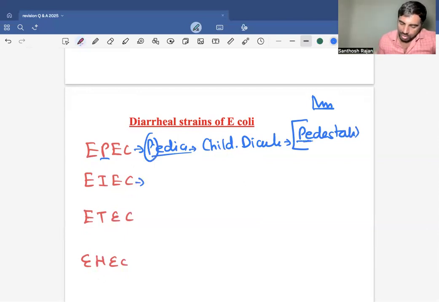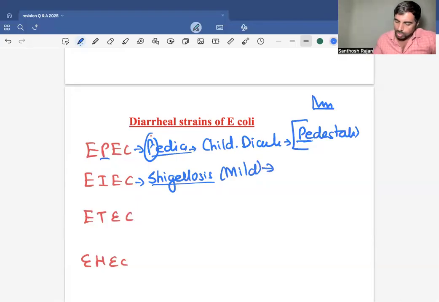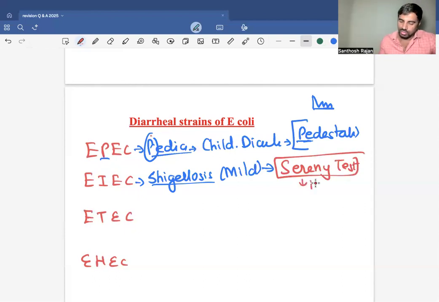Invasive, enteroinvasive. It is like shigellosis, but not that severe, mild only. It's not that complicated like EHEC. One test is positive here, it is called the Sereny test. I always say Sereny is invasive. Sereny is invasive, remember it like that.